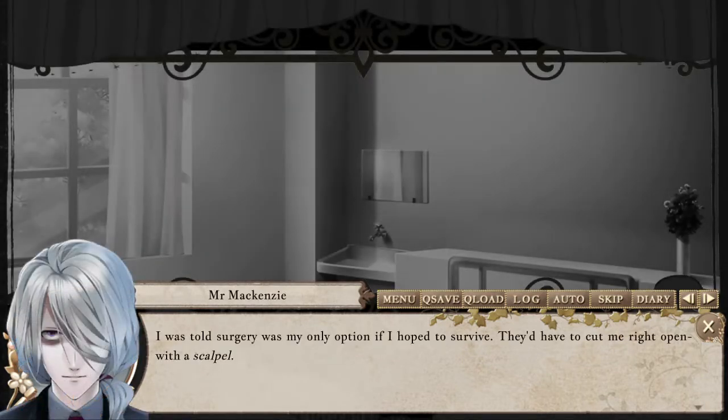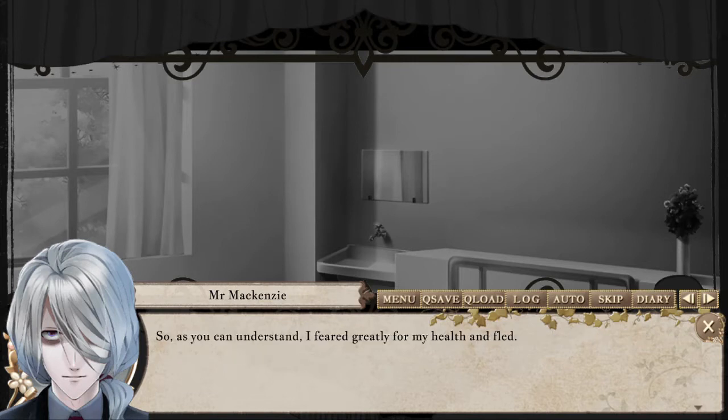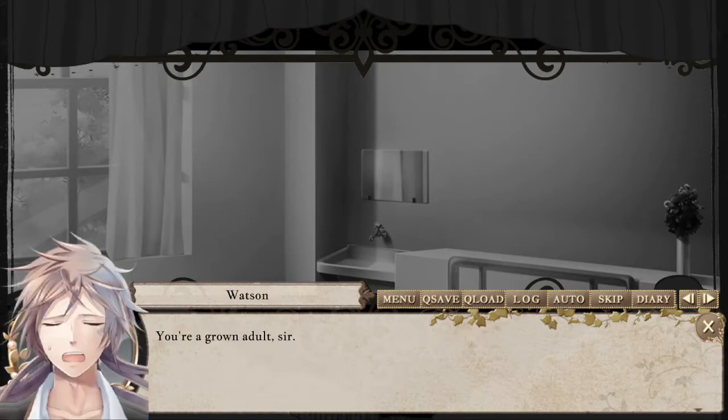Appendicitis? I was told surgery was my only option if I hoped to survive. They'd have to cut me right open, with a scalpel. To be put to sleep with chloroform and cut open left me positively shaken, but to do so without an anesthetic made it worse. So, as you can understand, I feared greatly for my health and fled.